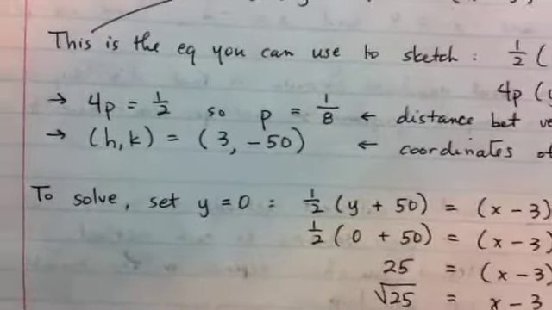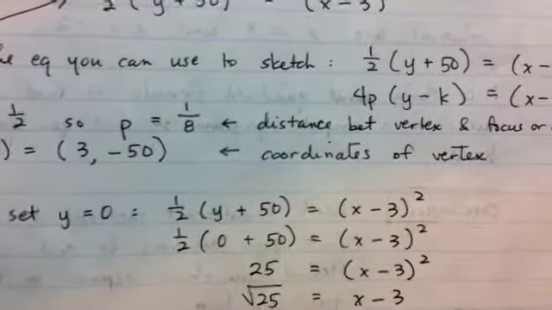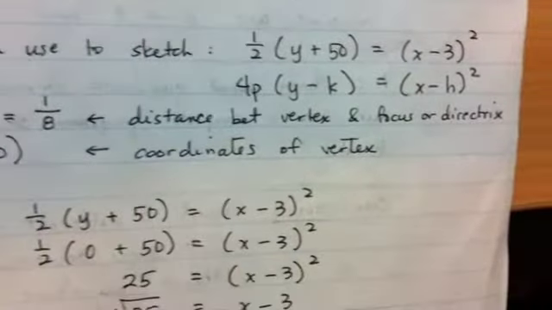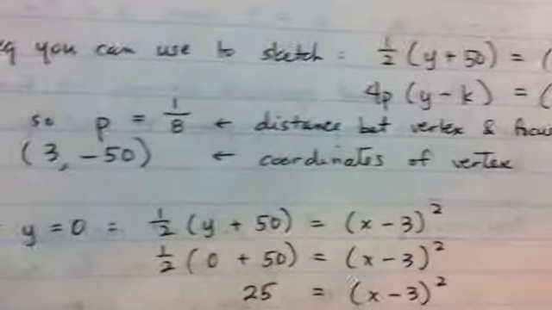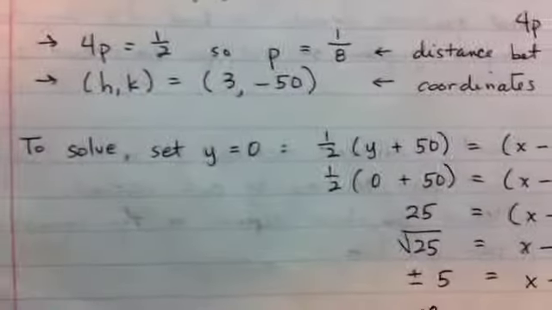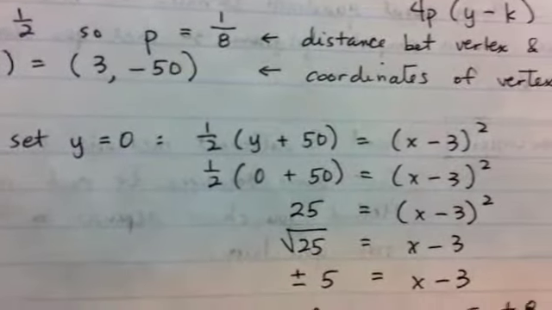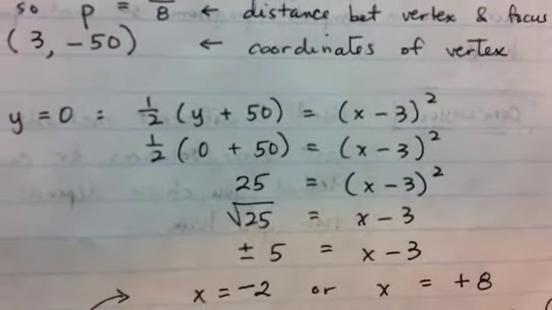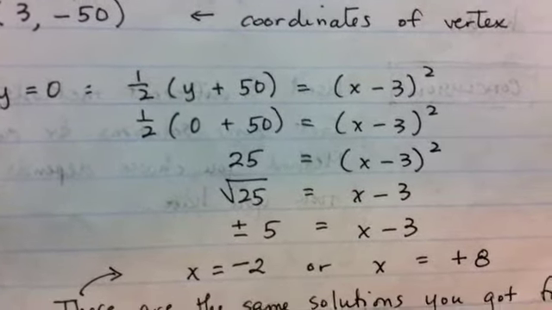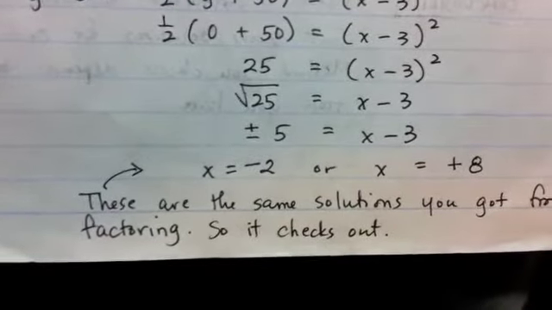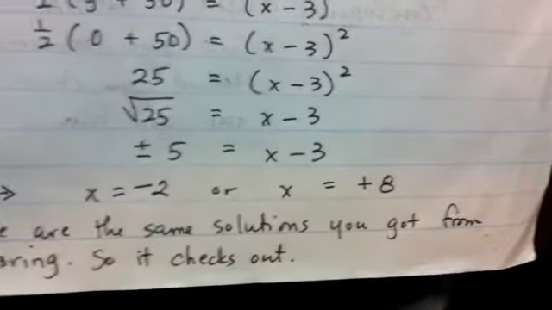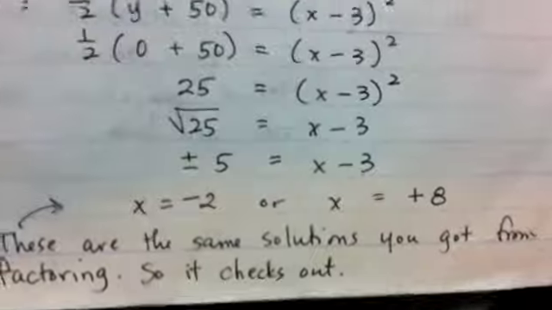You have the distance between the vertex and the focus, just from looking at those numbers. And also we're going to get the coordinates of the vertex, which is (h, k), or (3, negative 50). To solve, we're going to start by setting y equal to 0. So you have this equation, and then you see we make y 0. And after solving, you end up with plus or minus 5 equals x minus 3. These are the same: x equals negative 2 or x equals positive 8.